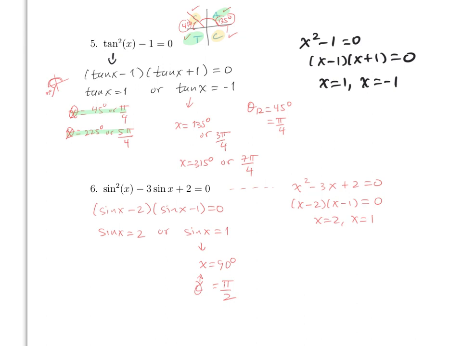Now for this one, you have to be very careful here. Note that this one has no solution. Why? Because sine always has to be between -1 and 1. So if you get a number that is more than 1, it automatically has no solution. So the only solution to this problem is either 90 degrees or pi over 2.